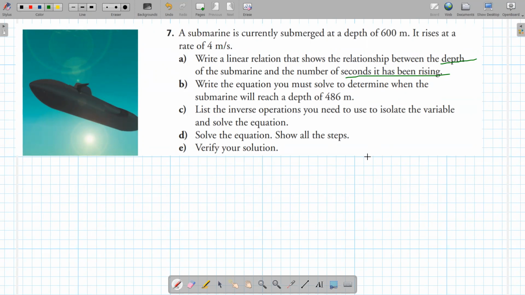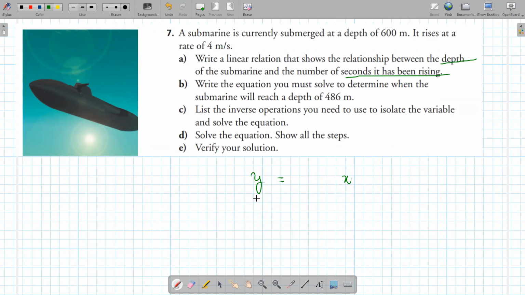So M is the rate in the equation. Then plus 600. So wait, 4 plus 600, what's going on here? First, let's establish what y and x is. It's already given here. What is y and x? Depth and seconds. Yeah, exactly. Y is the depth, x is seconds, right?